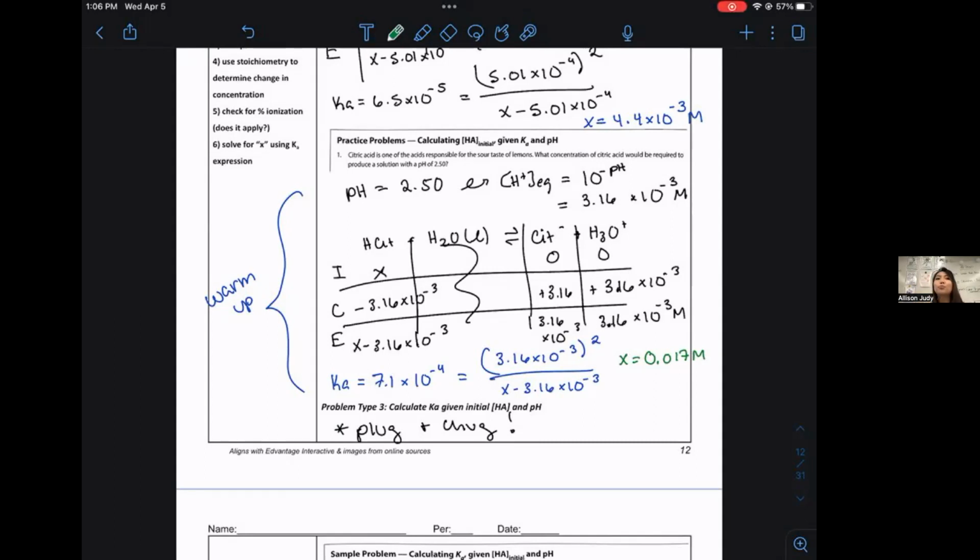They will never give you a problem that has more than one unknown variable. You might just have to work a little bit backwards. Okay.